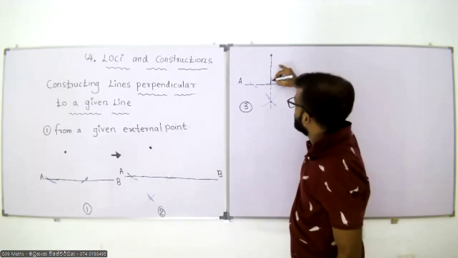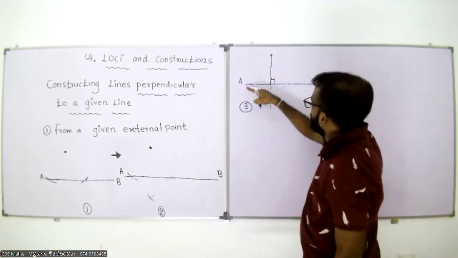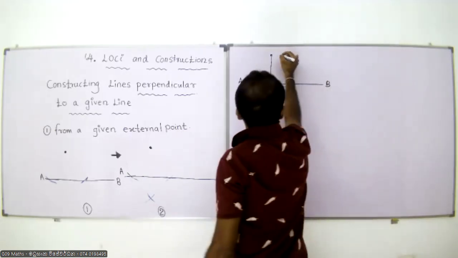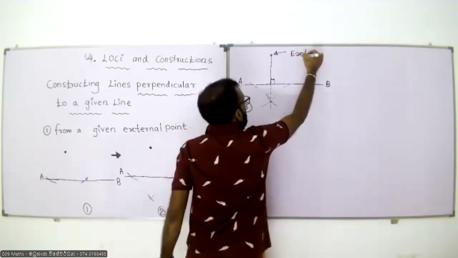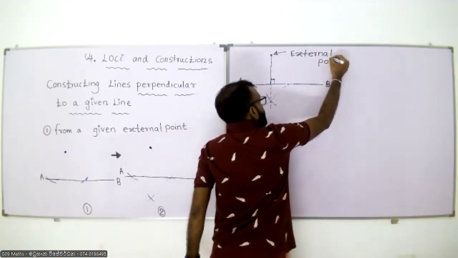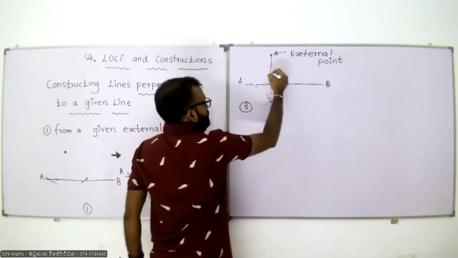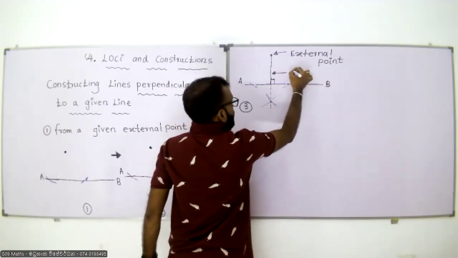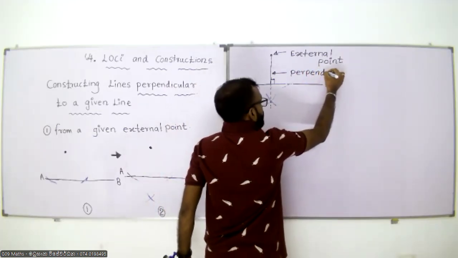Now we have drawn this perpendicular line to this AB line from this external point. If you want, you can mark this as your external point, so that you can understand. And this is what you call the perpendicular line. When you go through the note again, you can understand.